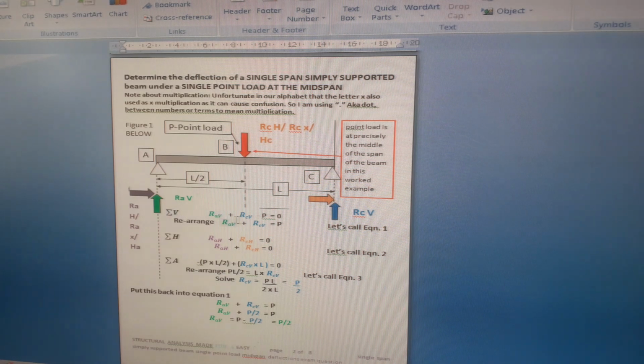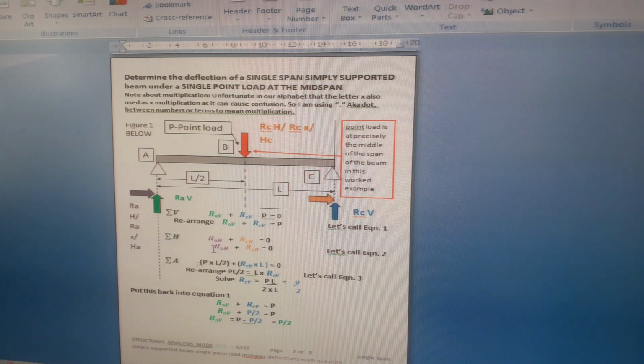So summation V: RAV plus RCV minus P equals 0. Rearranged, RAV plus RCV equals P. That makes sense, doesn't it? Everything that's going up is going to equal everything that's coming down. In this case, we've only got one point load. So let's call that equation 1: RAV plus RCV equals P.